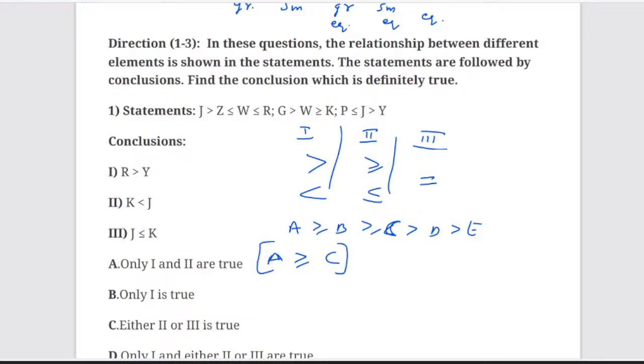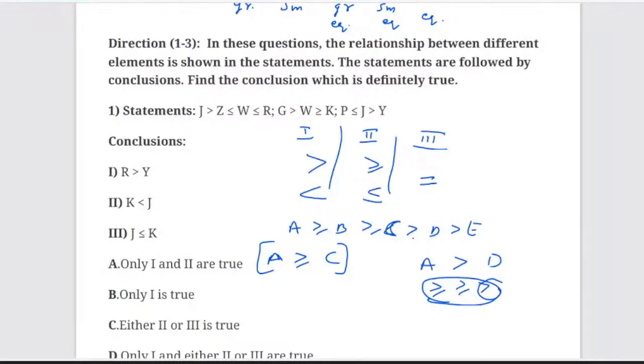Now, if I find between A and D, then what will happen? Greater than equal to, greater than equal to, and greater than. So in A and D, which symbols are we having? One is this, one is this. I told you, my first preference is always greater than. So my answer will be A is greater than D.